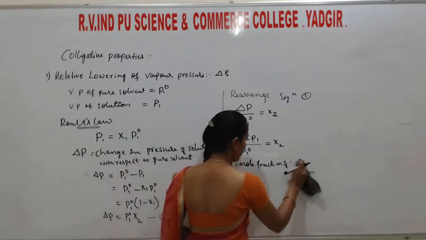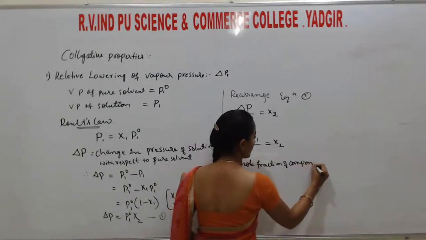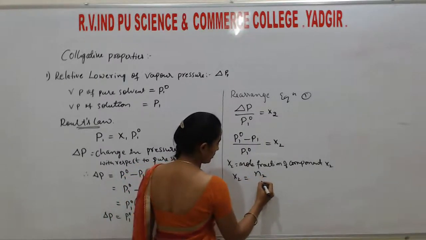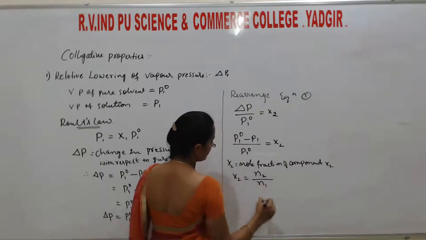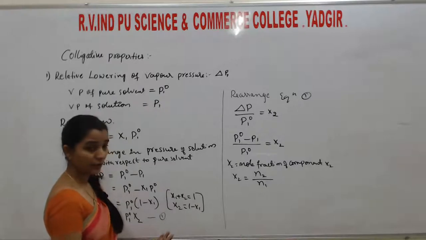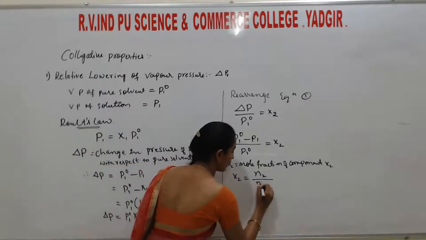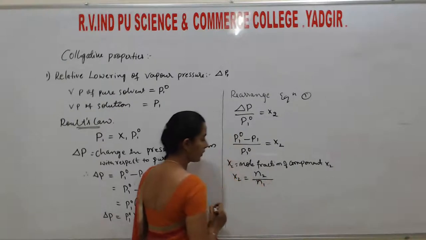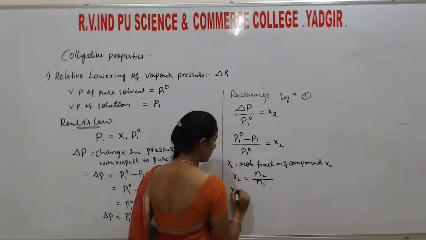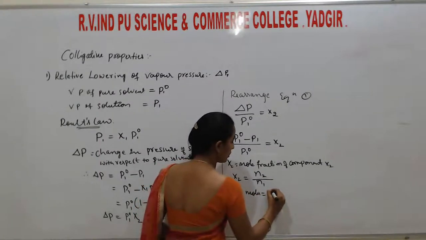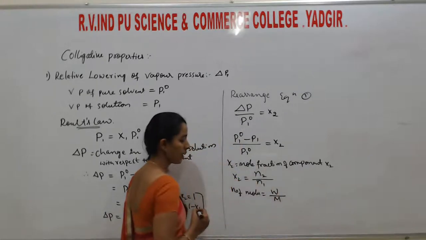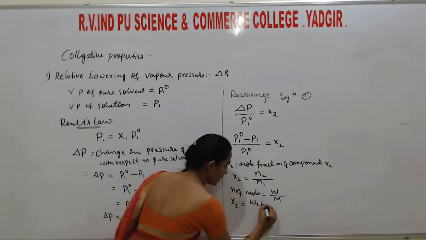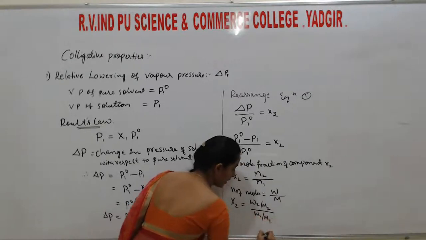How do we calculate the mole fraction of component 2? x2 is equal to n2 divided by n1 plus n2. Since n2 is neglected compared to n1, we take approximately n2 by n1. Number of moles is equal to given mass divided by molecular mass. So x2 is equal to W2 by M2 divided by W1 by M1.